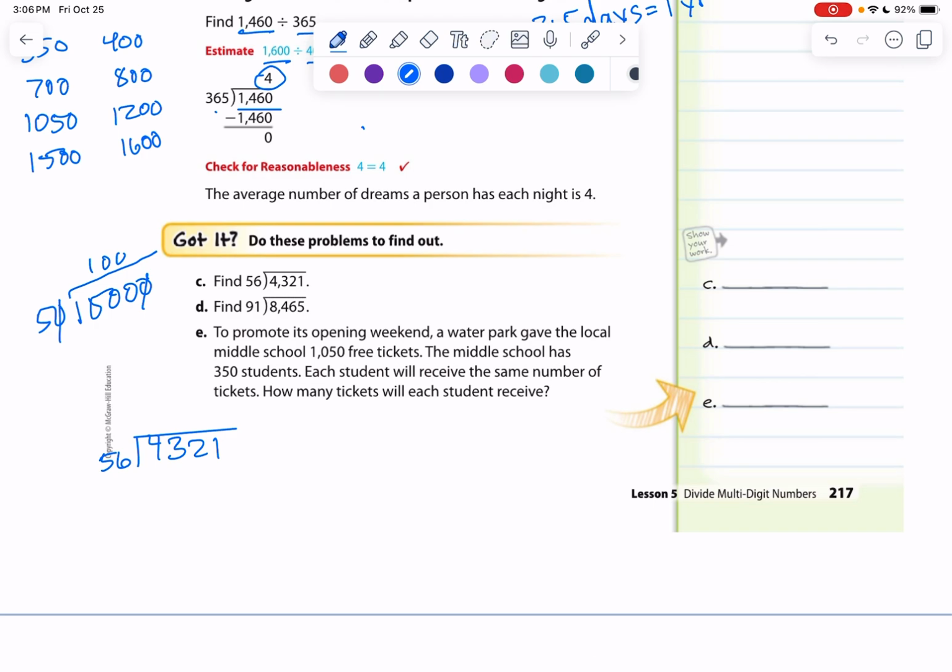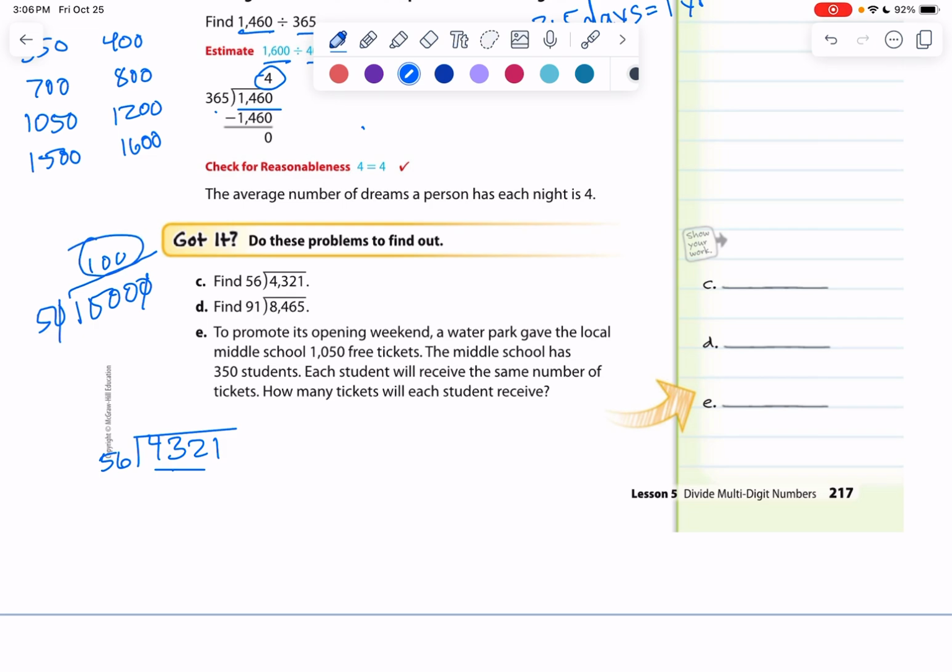So I know that I'm going to have approximately 3 digits, maybe only 2, because that was a pretty wild estimation, wasn't it? And right away I know 56, I can't make a group of 56 out of 43. So I need to figure out how many times 56 goes into 432.